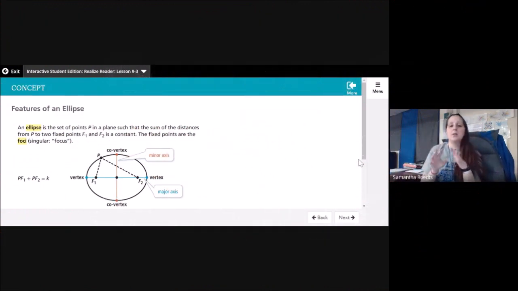All right, so concept. This has a lot of vocabulary words in it, okay? So features of an ellipse. An ellipse is the set of points P in a plane such that the sum of the distances from P to two fixed points, f sub 1 and f sub 2, is a constant. The fixed points are the foci, or with one, it's just focus, okay?